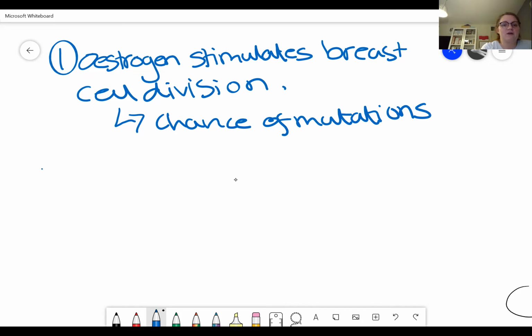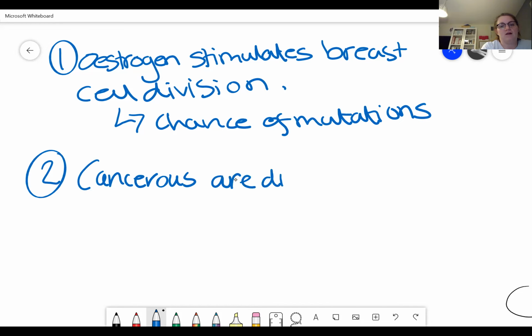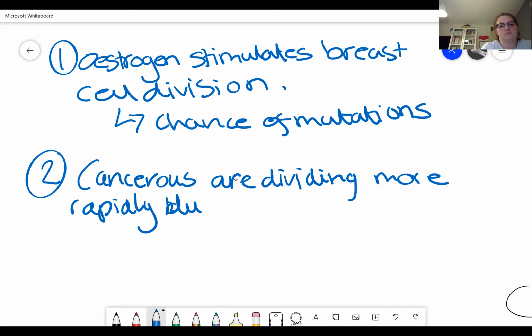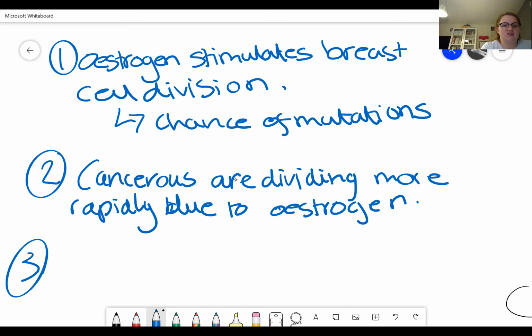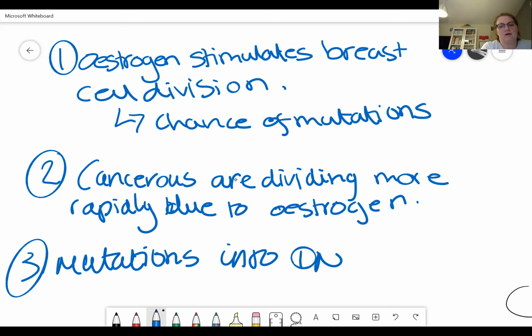The second way we think estrogen might cause cancer is that the ability to stimulate division could also mean that if the cells do become cancerous, their rapid replication could be further assisted by estrogen. So actually, the cancerous cells are dividing more rapidly due to estrogen. And then finally, we think actually estrogen might be able to put mutations directly into the DNA. It's a little bit unknown.